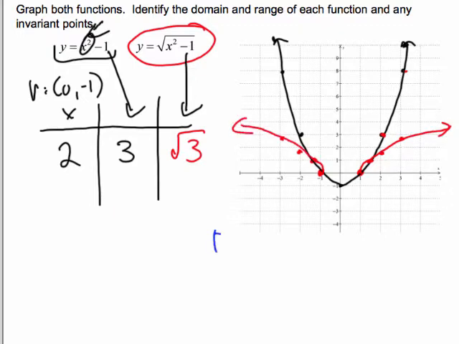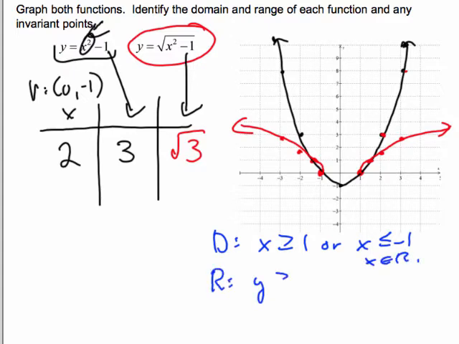So just finishing off the question, my domain will be x values greater than or equal to 1, or x values less than or equal to -1. And the range is y values that are greater than or equal to 0.